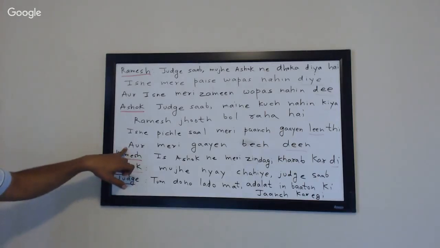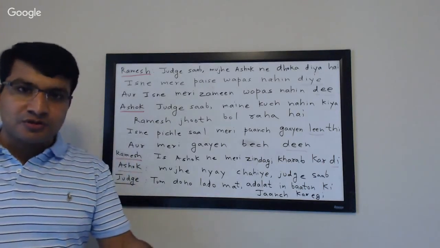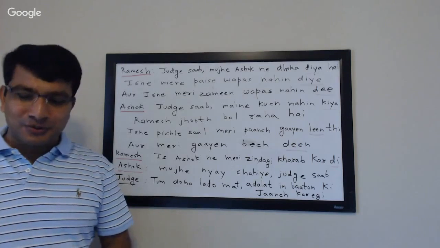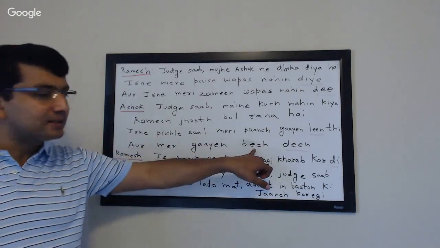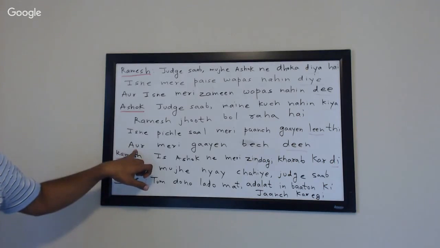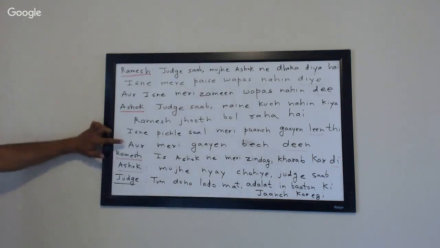Or Meragayan Beach Dean. And my cows, we bought my cows. No, no. Bechna is to sell, kharidna is to buy. Very good, right? Bechna is to sell. Now bechna is used in the past tense, right? So read it again. And my cows sold. Or maybe sold Dean, passed by. Read it again. I think you're pretty close. Or Meragayan Beach Dean.